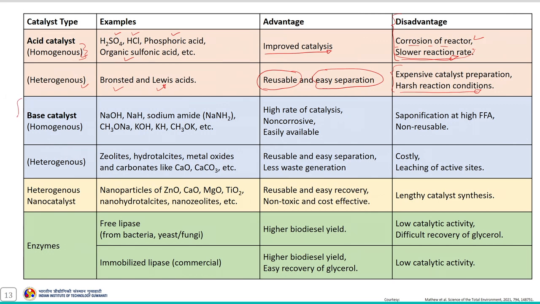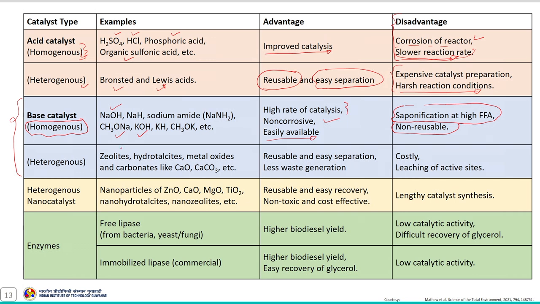Compared to acid catalysts, base catalyst transesterification reactions are more preferred. The homogeneous base catalyst reactions are commonly used for the biodiesel synthesis process, which includes sodium hydroxide, potassium hydroxide, sodium methoxide, potassium methoxide, and other catalysts as well. The advantages of using this catalyst include high rate of catalysis, non-corrosive nature, and easy availability. However, as we discussed earlier, the use of this catalyst may result in the saponification reaction with high FFA containing feedstock, and also it is non-reusable.